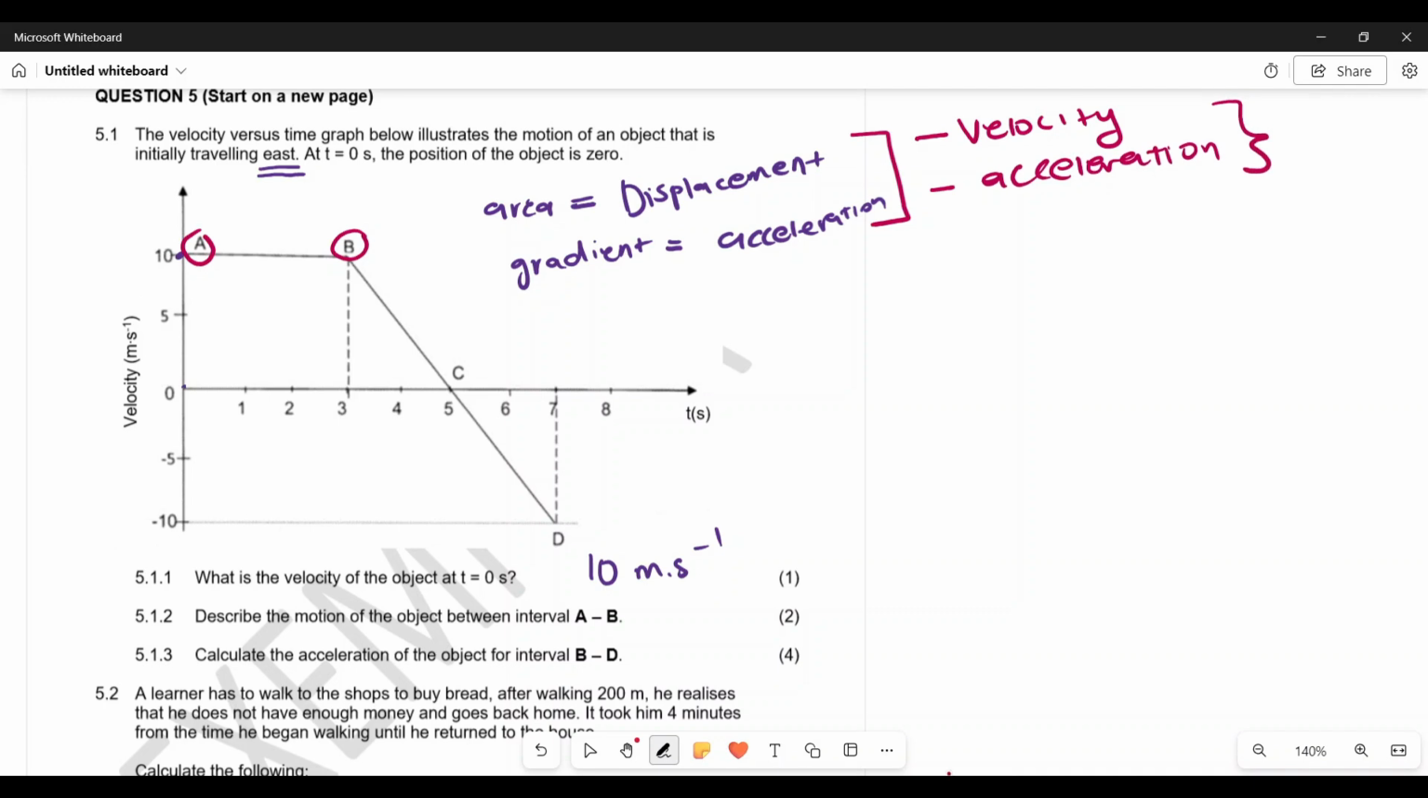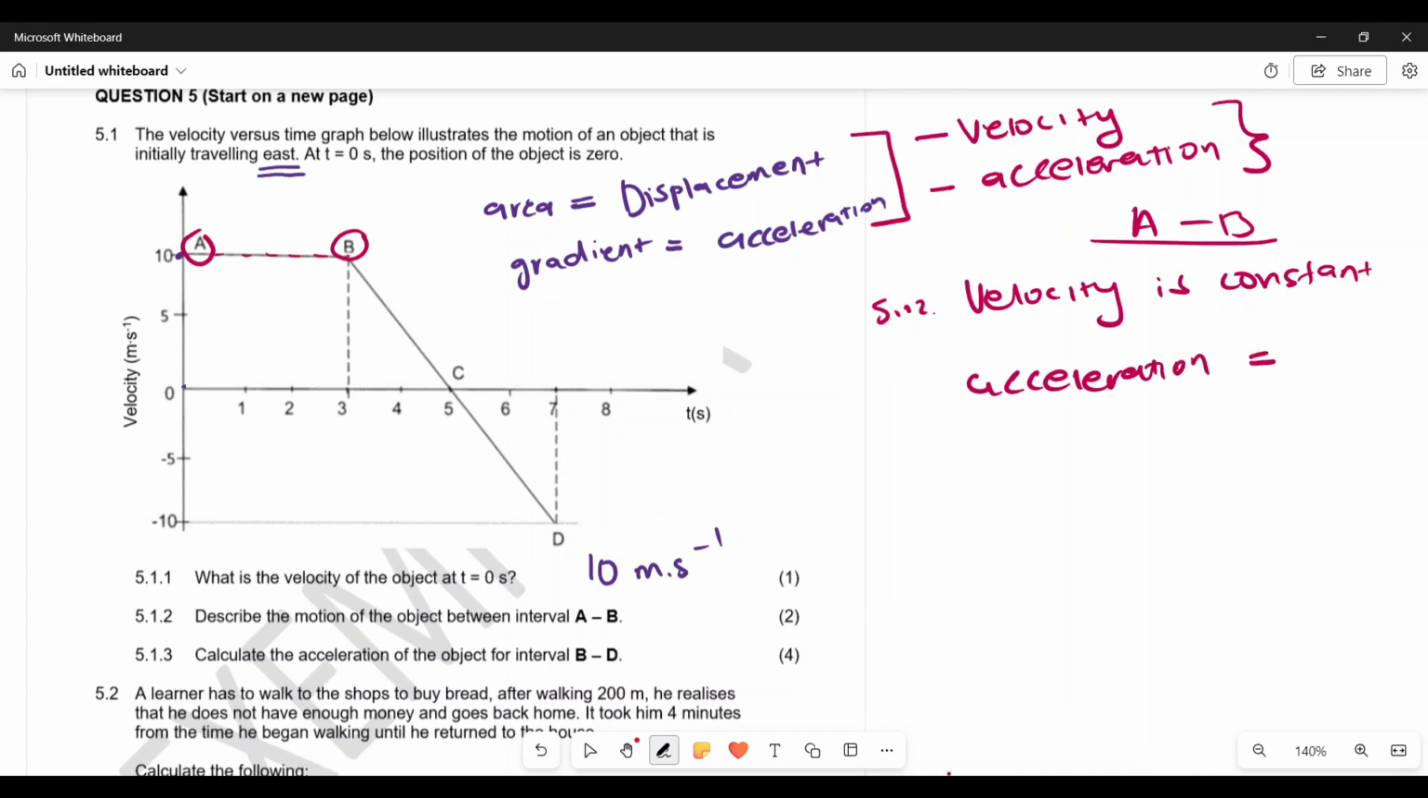Now, let us apply these principles on this question. Between A and B, what's happening to your velocity? Can you see that your velocity doesn't change from A to B because this line is straight. So velocity is constant. So first, I'm going to say 5.1.2. Velocity is constant. Remember, this is between A and B. And lastly, what can we conclude in terms of acceleration? Remember, constant velocity means that your acceleration would be equals to 0, right? So because our velocity is constant, this simply means that our acceleration would be equals to 0. Now, this is for 5.1.2.